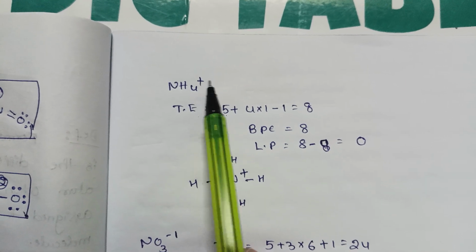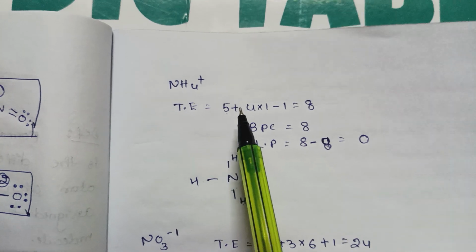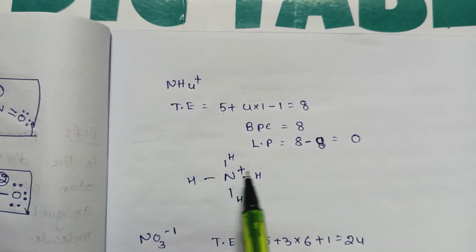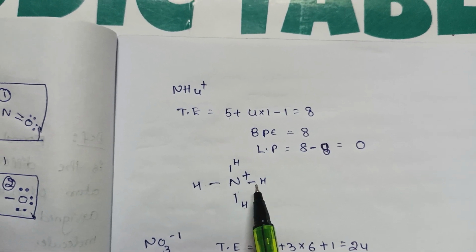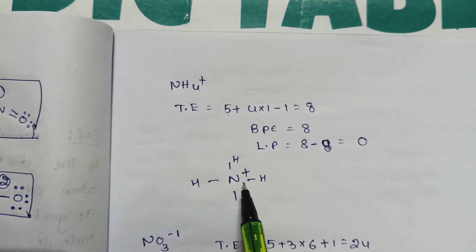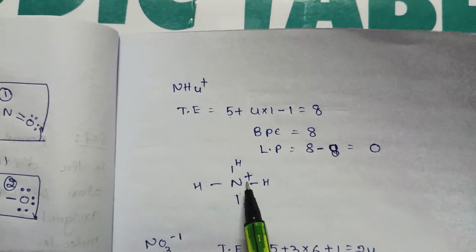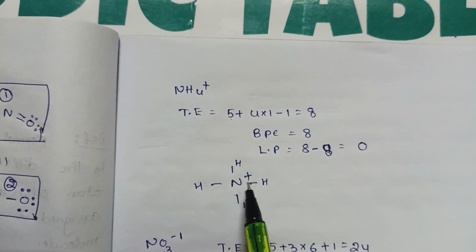If a positive charge is present, we have to put the positive charge on the central atom. Already we studied the rules for Lewis dot structures. If a positive charge is present, we have to put the positive charge on the central atom.